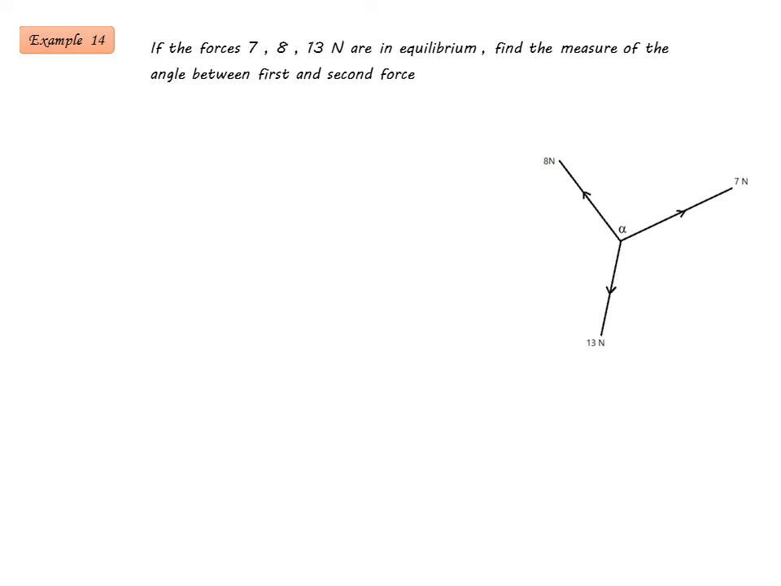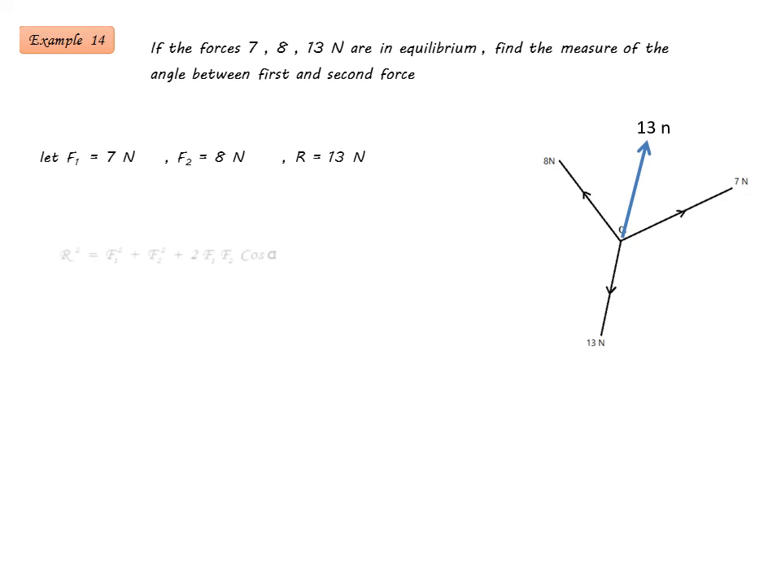That means the resultant of 8 and 7 should be equal to 13 in magnitude and opposite in direction, right? So I have two forces equal to 7 and 8, and the resultant of them equals 13, and we need to find the angle between them.